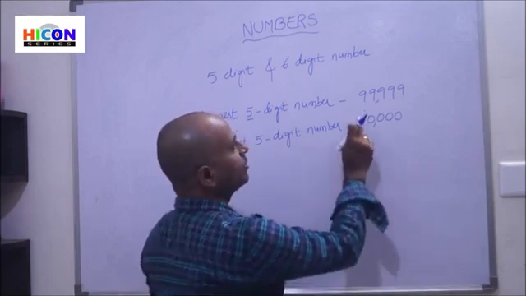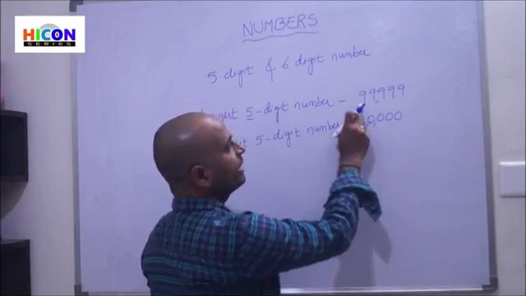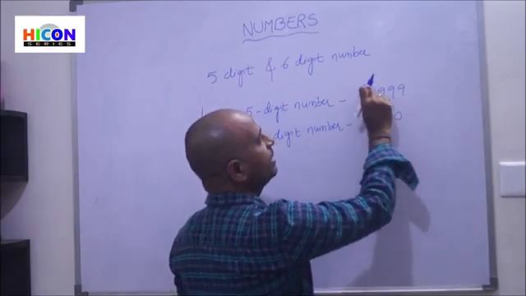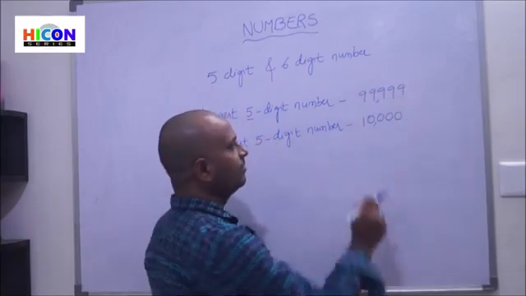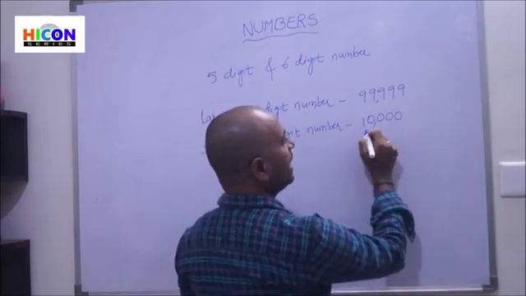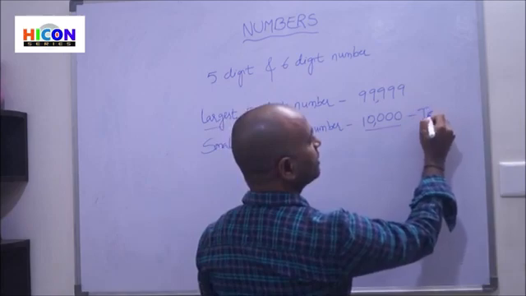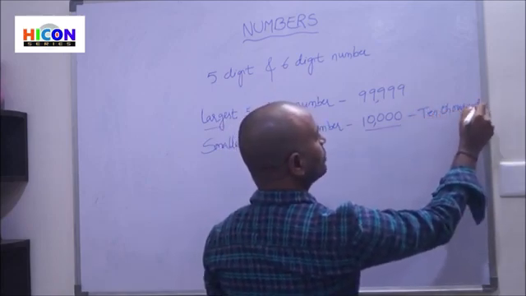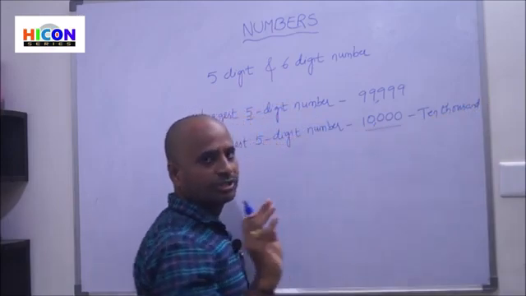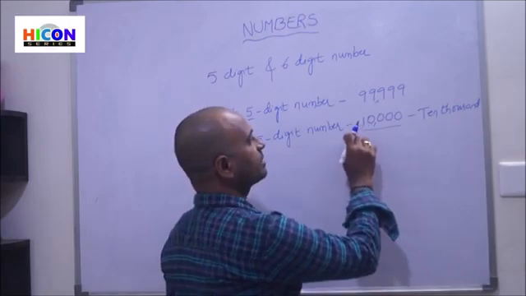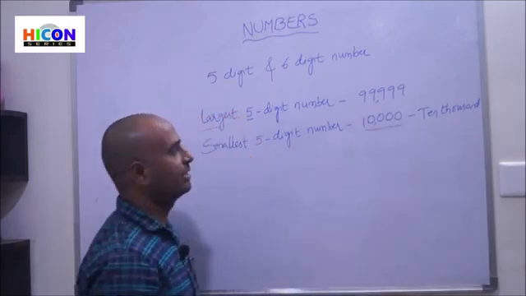So we write 1 in the place of the first 9 and put zeros in the remaining places of 9s. Then we get the smallest 5-digit number and it can be read as 10,000. So in 10,000 we have 4 zeros, and it is the smallest 5-digit number.